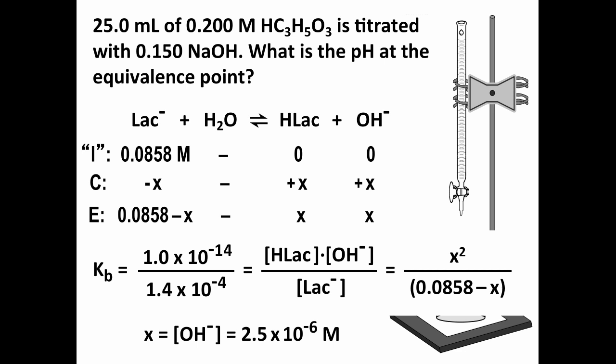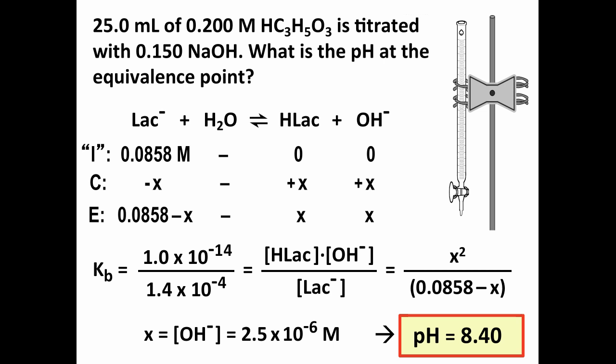So, since we want pH, we're going to take the negative log of hydroxide concentration, and then that will give us pOH, and then 14 minus pOH gives us pH, and that works out to be 8.40. And that seems about right. We'd expect our equivalence point pH to be higher than 7 because the acid's weak and the base is strong.